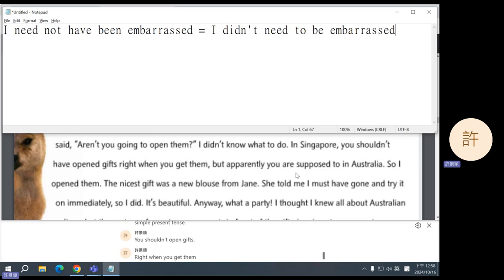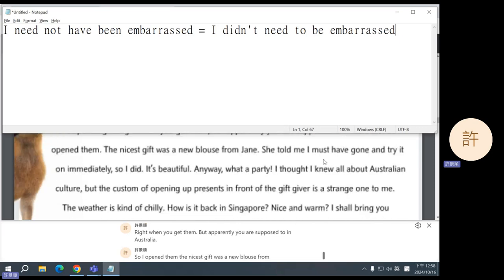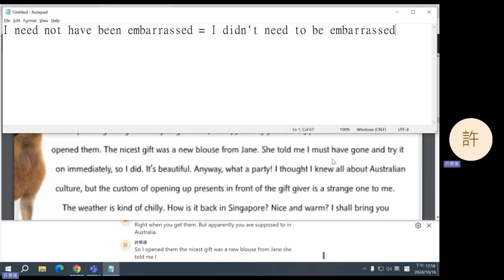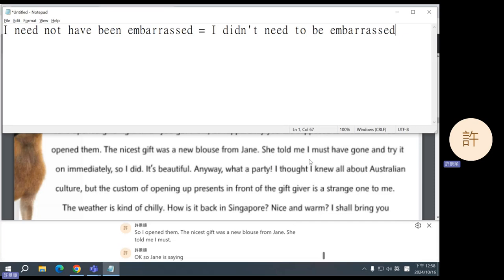But apparently you are supposed to in Australia. So I opened them. The nicest gift was a new blouse from Jane. She told me I must. Okay, so Jane is saying this person should try it on immediately. So this should be must go. I must go and try it on immediately.